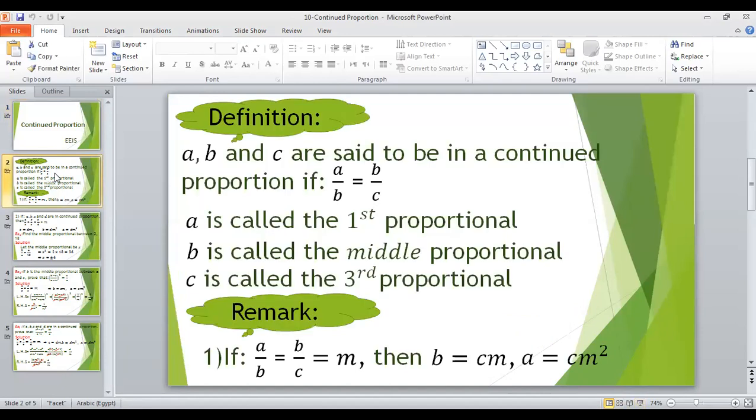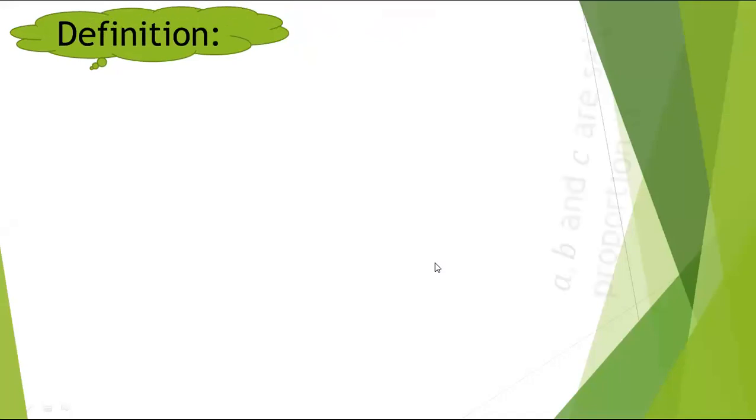If A, B, and C are said to be in continued proportion, it means A over B equals B over C. Here we have three quantities A, B, and C. If A over B equals B over C, then we can say that A, B, and C are in continued proportion, such that A is called the first proportional, B is called the middle proportion, and C is called the third proportional.